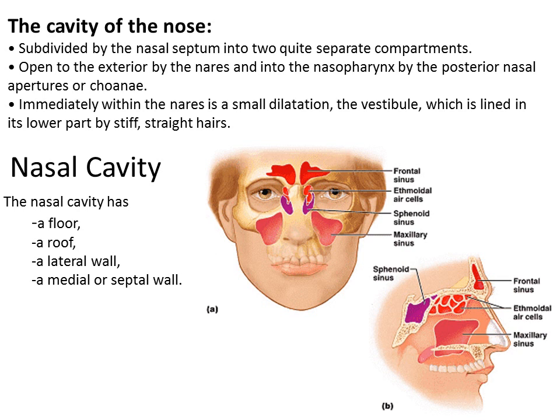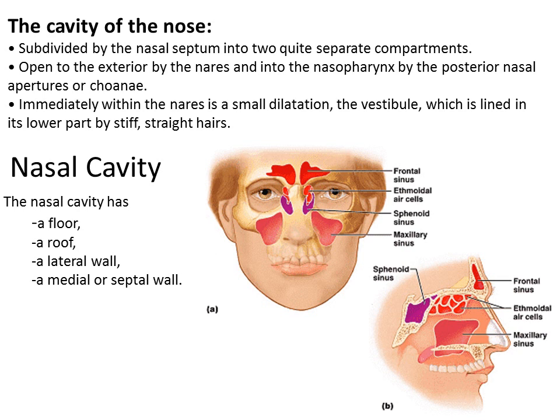The cavity of the nose is subdivided by the nasal septum into two quite separate compartments. Each is open on the exterior by the nares and into the nasopharynx by the posterior nasal apertures, the choanae. Immediately within the nares is a small dilatation, the vestibule, which is lined in its lower part by stiff striated hair.